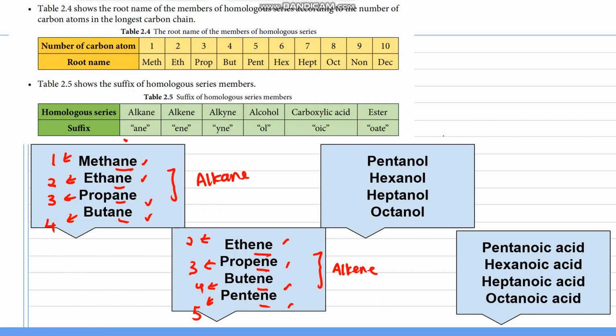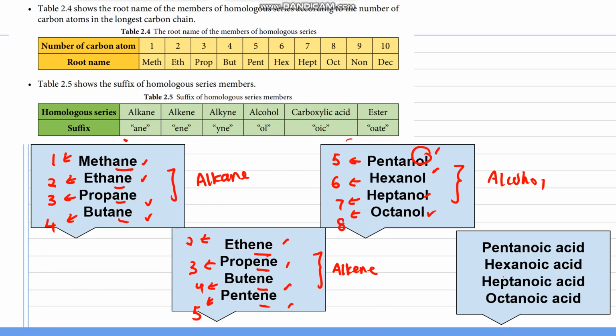And next, I have pentanol, hexanol, heptanol, and also octanol. If you observe here, the suffix is OL, so it means that the homologous series is alcohol. For pentanol, the number of carbon atoms is 5. For hexanol, it is 6. Heptanol is 7, and for octanol, the number of carbon atoms is 8.